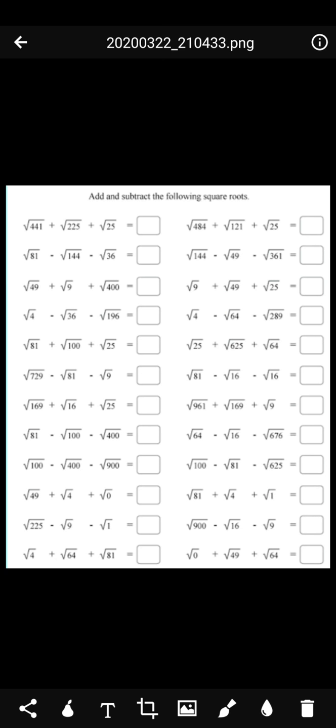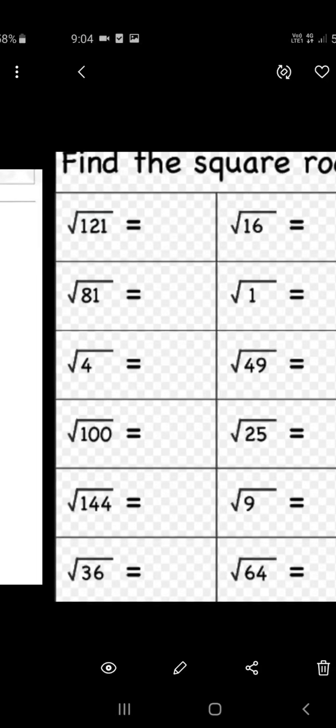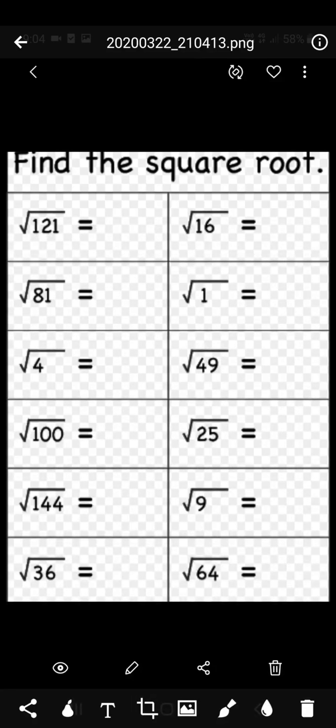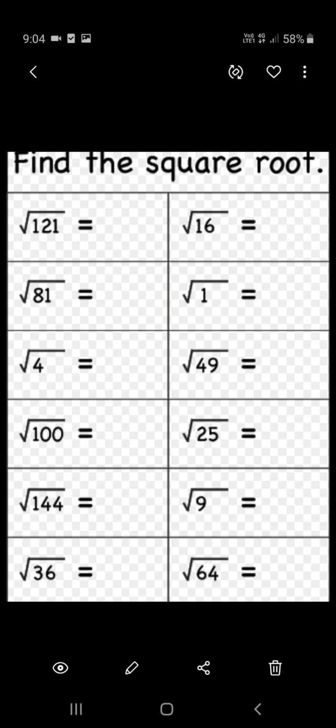So this practice worksheet would be shared with you and you are supposed to do it in your register. And this one will also be shared. Kindly do them in your register. A quick recap of the square roots of these common numbers. Let's have the answers in your mind as I speak.